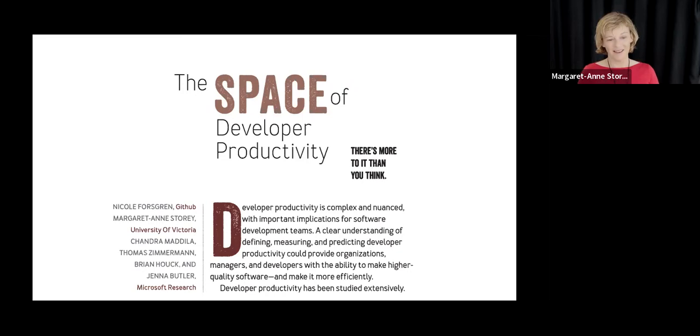I don't know if you want me to tell you where this paper came from before saying what it is, but you can see the names here actually. So it was a bunch of us. During the pandemic we were studying productivity and trying to understand the impact of suddenly having to work from home, basically overnight, on developer productivity. We were doing a lot of different studies, myself and Tom, for example, and Brian, doing surveys with developers. Jenna was doing diary studies. Chandra and Nicole were looking at telemetry data.